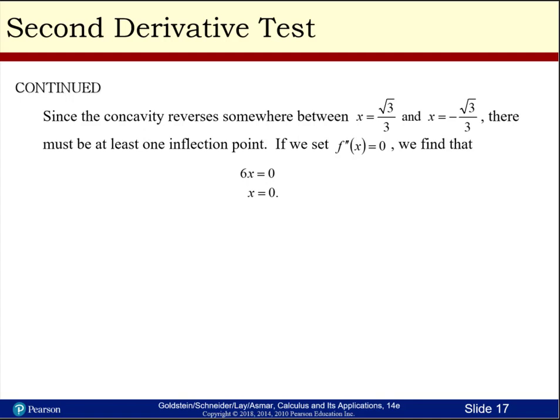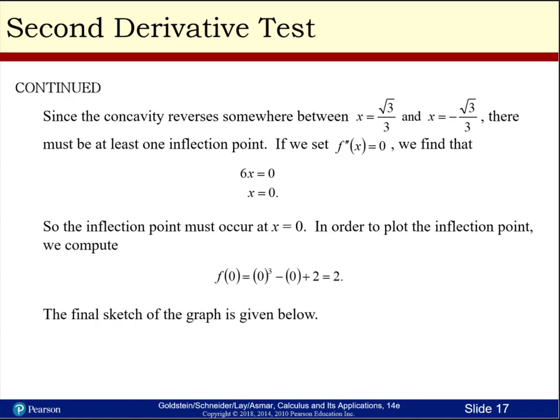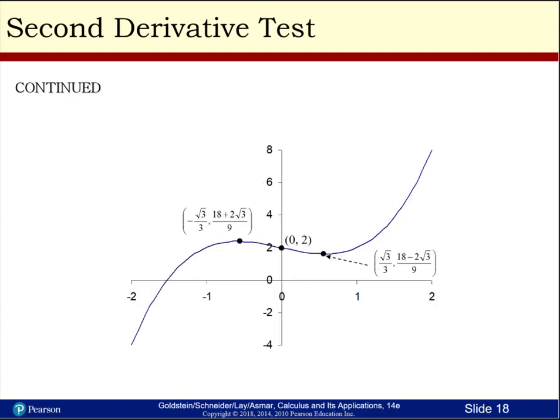So in order to find this, we're going to set the second derivative equal to 0, and then we find that that's going to happen at x equals 0. Pretty symmetric there. So the inflection point occurs there. In order to plot the inflection point, we just plug x equals 0 into our original function. We'll get that y is 2, plot that point. Here is our sketch of that graph.